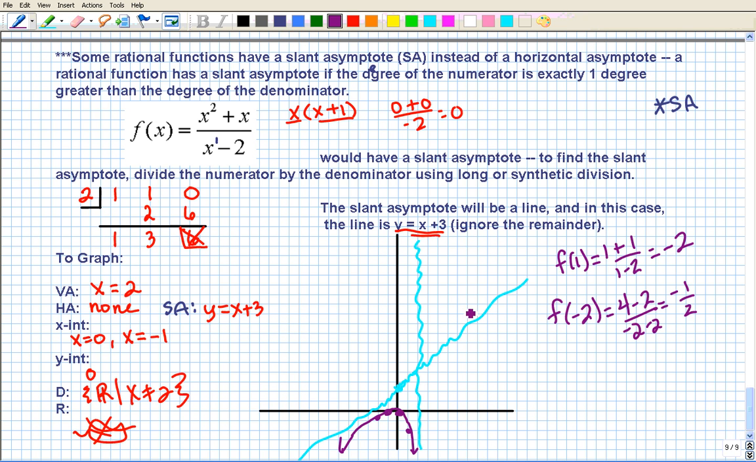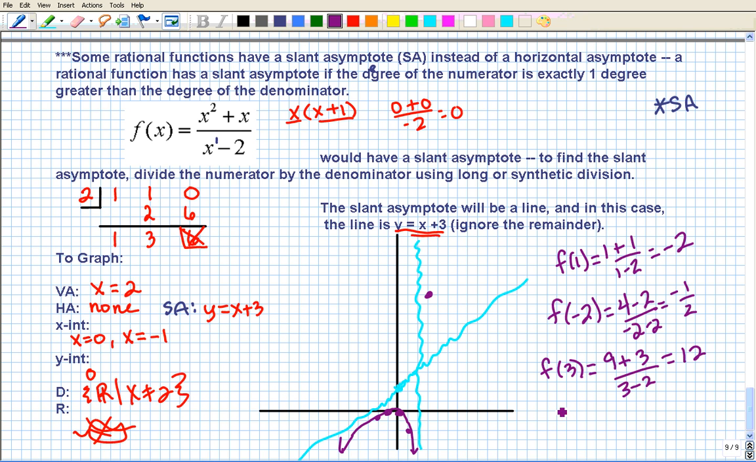But we need to figure out what's going on this other side. So let's try f of 3. When we plug in 3, so 3 squared is 9 plus 3 over 3 minus 2. So we get 12 over 1, which is 12. So we have the point 3, 12. So 1, 2, 3, and then up 1, 2, 3, 4, 5, 6, 7, 8, 9, 10, 11, 12.